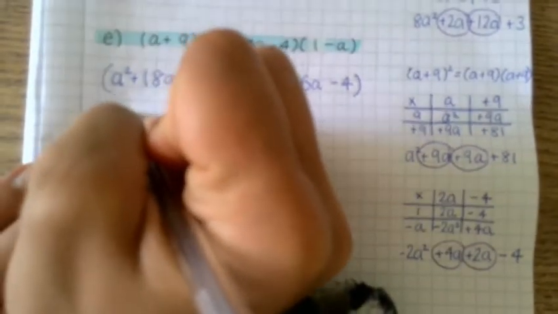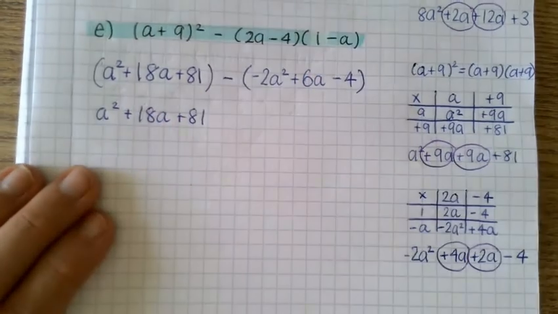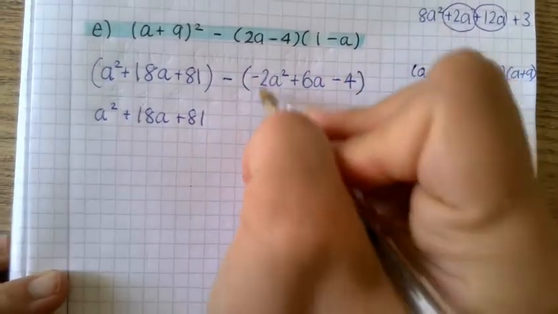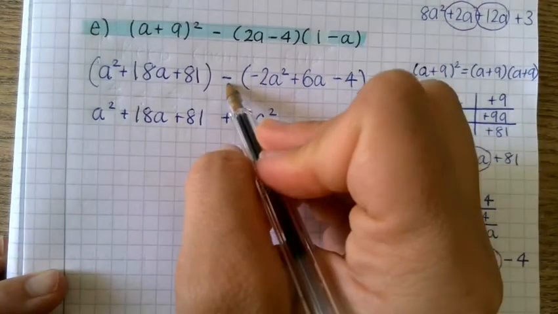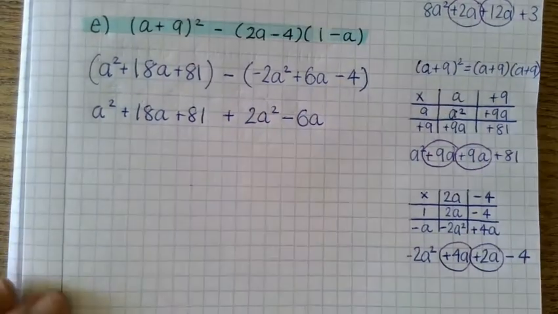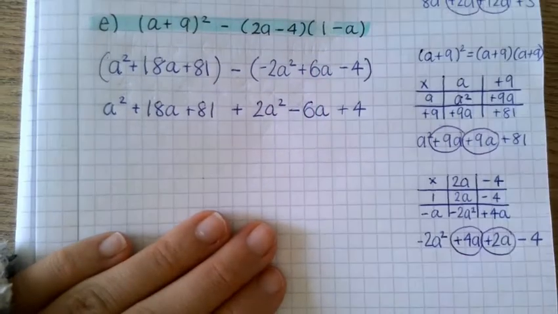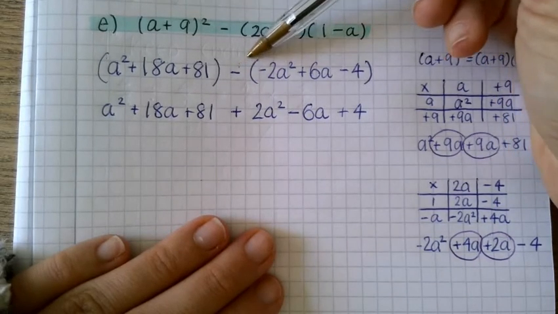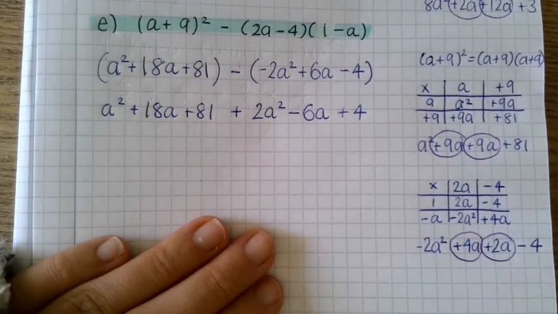Okay, so I'm going to rewrite this expression. This one doesn't have anything happen to it, this one is fine. But this one is being multiplied by negative 1, so negative 1 multiplied by negative 2a squared is actually positive 2a squared. And negative 1 multiplied by positive 6a is negative 6a. And negative 1 multiplied by negative 4 is positive 4. So when you have this subtract, you need to make sure you multiply everything here by that negative 1. So now we can start to collect like terms.